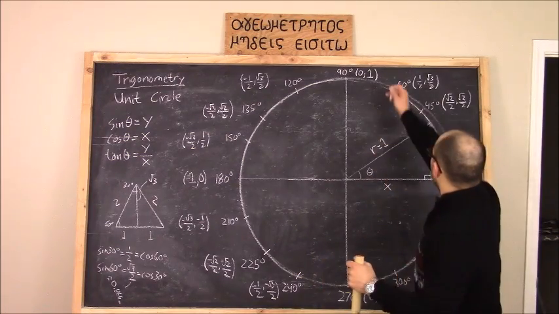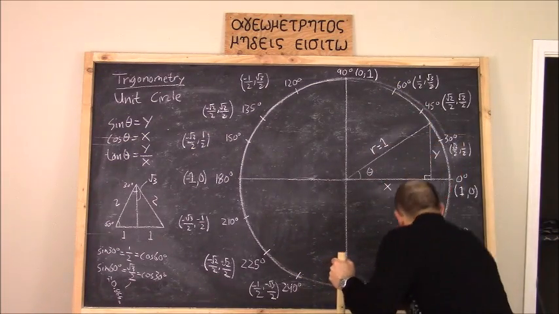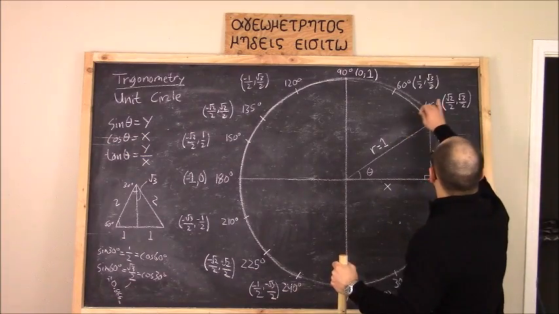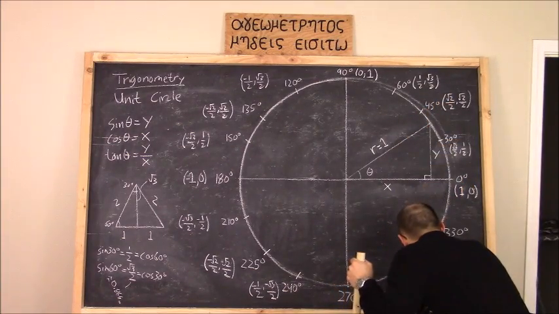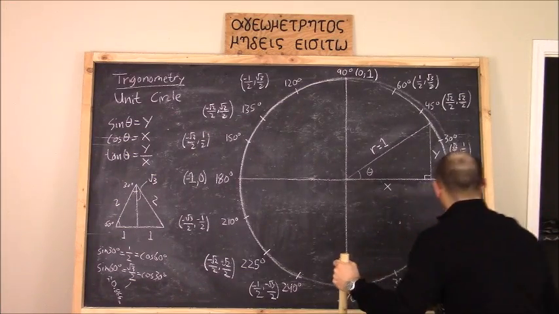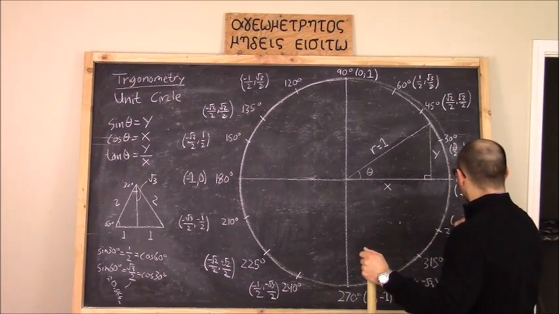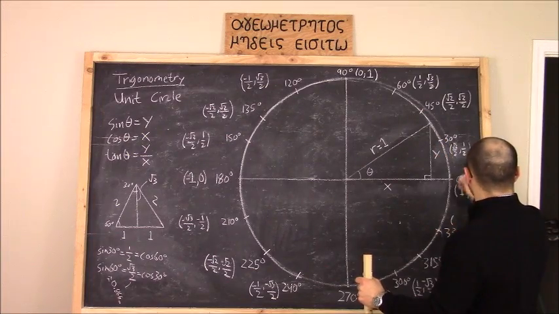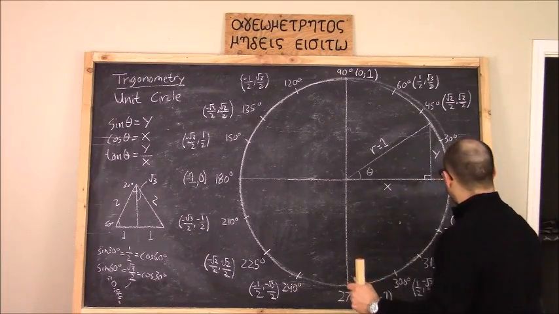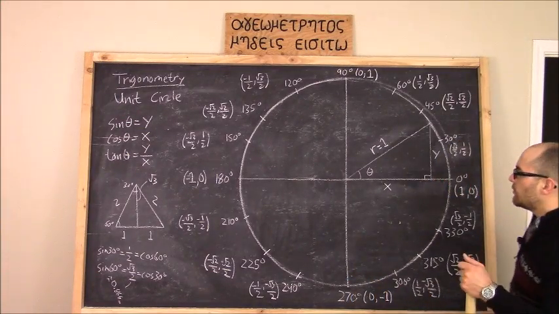300 degrees, okay, drop down. Fourth quadrant, cosine is positive. Sine is now negative. So negative root 3 over 2. And lastly, 330. So drop that down. Cosine is positive. Sine is negative. Okay, that's a unit circle.